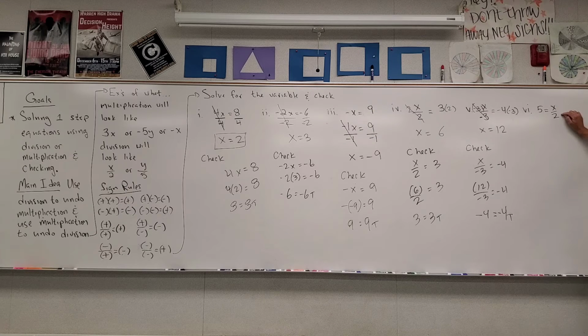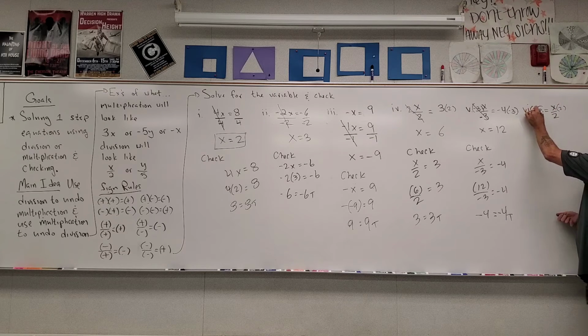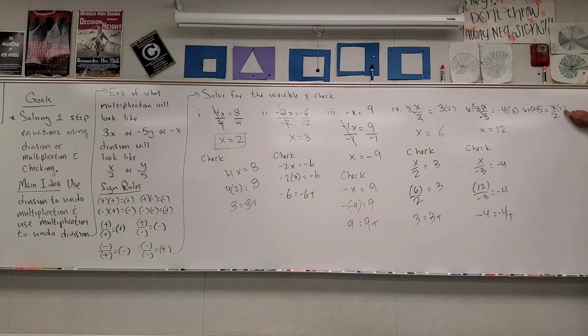X is being divided by 2, so that means I need to multiply everybody by 2, because multiplication undoes division. So what I'm going to do is I'm just going to put a 2 next to every number. And now that I have a 2 above and a 2 below, I can cancel out the 2's. And now I have 2 times 5, which is going to give me 10. 10 is equal to x.